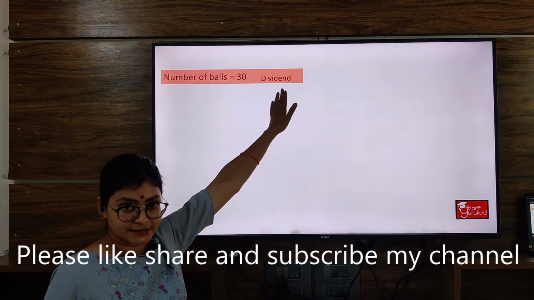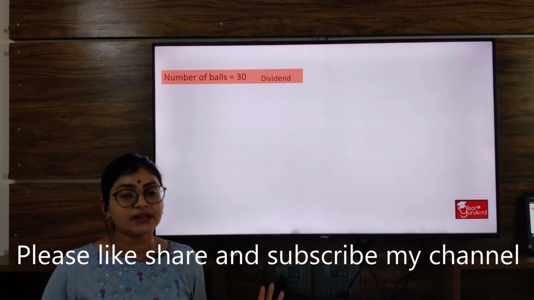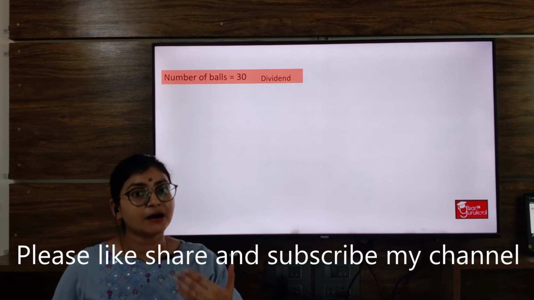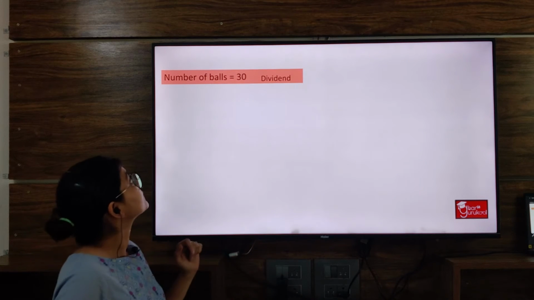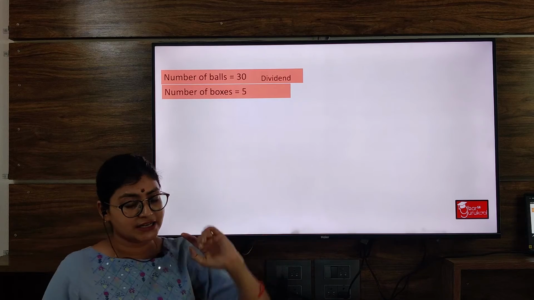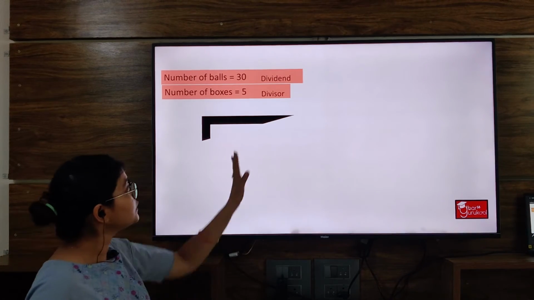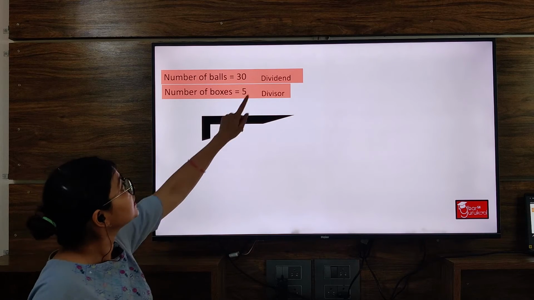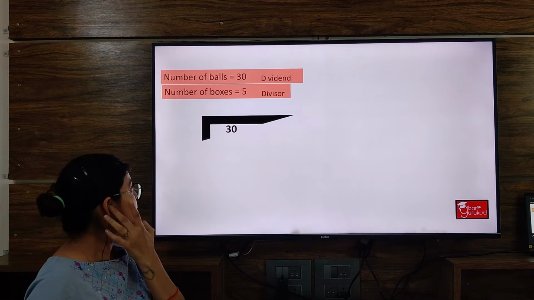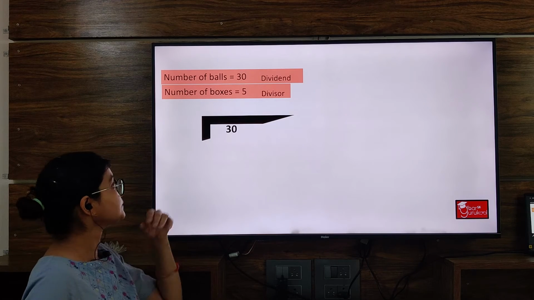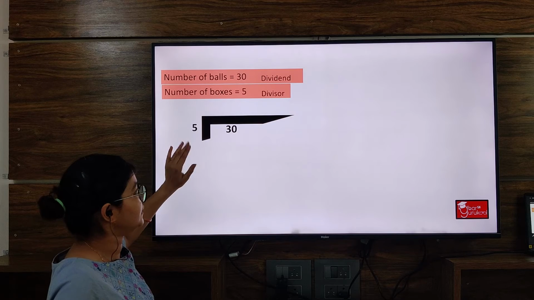Number of balls is 30, which is the dividend. See, the dividend is always the number that we have to divide amongst people, right, or amongst things. Number of boxes is 5, which is our divisor. Now this is our division bracket. Dividend always comes inside the division bracket, so 30 here. 5, which is the divisor, will come outside here.